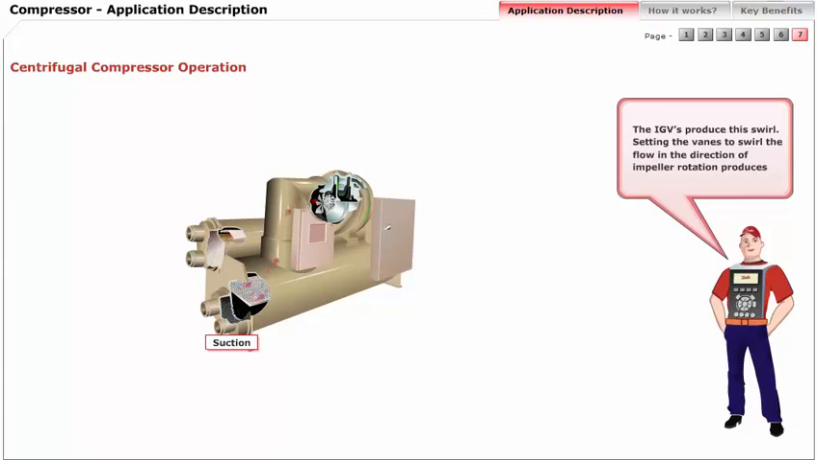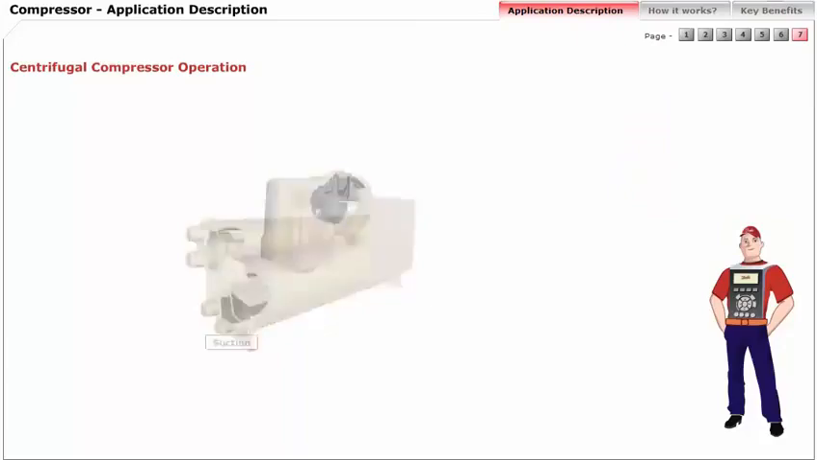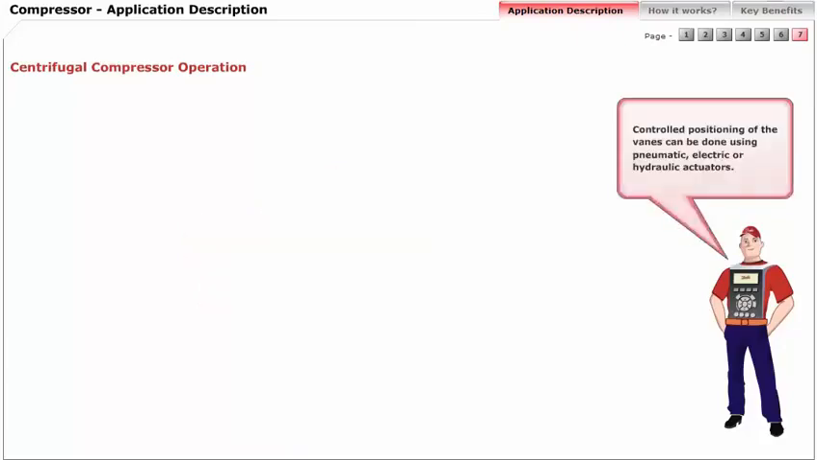Setting the vanes to swirl the flow in the direction of impeller rotation produces a new compressor performance curve without a change in speed. Controlled positioning of the vanes can be done using pneumatic, electric, or hydraulic actuators.